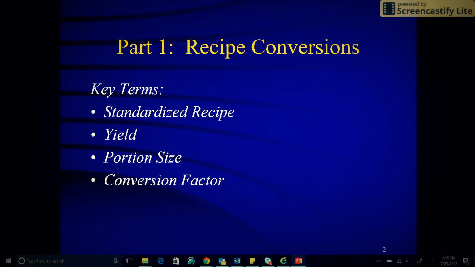So some vocab terms that we're going to be covering in part 1 are standardized recipe, yield, portion size, and conversion factor. Most of these you've heard before. Conversion factor, I think, is our only real new one that we haven't talked about before. So we'll talk about that. That's what we're figuring out today. And by the end of today, you should be able to identify the conversion factor when computing recipes to feed a certain amount of people.